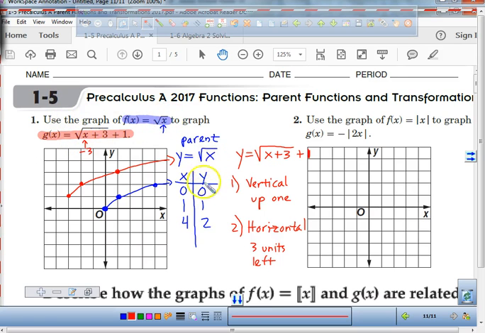So use the graph of this to graph this one. We use the parent function to graph our new function. Now, let's see if these points actually work. Ready?